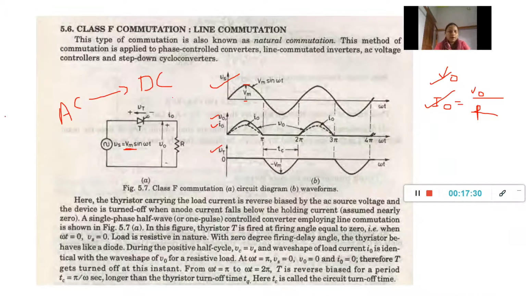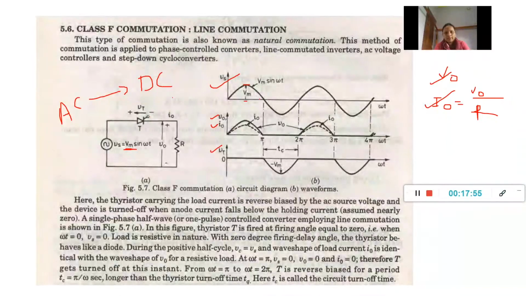In this topic, what happens is how the thyristor will turn on and turn off. The thyristor will turn on by applying a gate pulse, and it can turn off through the supply, through the source wave. How? When the source is in positive half cycle, the thyristor is in forward bias mode, and when we give a gate signal, it is turned on.